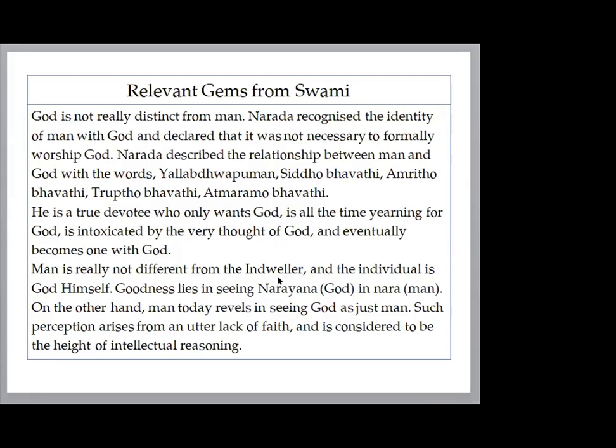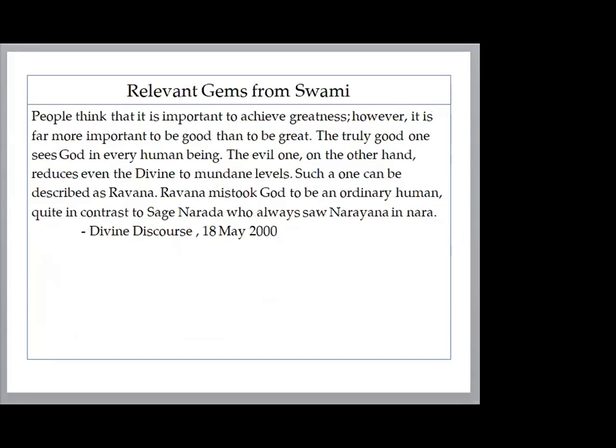Man is really not different from the indweller, and the individual is God himself. Goodness lies in seeing Narayana, God, in Nara, man. On the other hand, man today revels in seeing God as just man. Such perception arises from an utter lack of faith and is considered to be the height of intellectual reasoning. People think that it's important to achieve greatness. However, it is far more important to be good than to be great. The truly good one sees God in every human being. The evil one, on the other hand, reduces even the divine to mundane levels. Such a one can be described as Ravana. Ravana mistook God to be an ordinary human being, quite in contrast to sage Narada, who always saw Narayana in Nara.